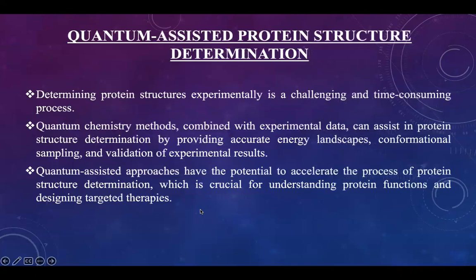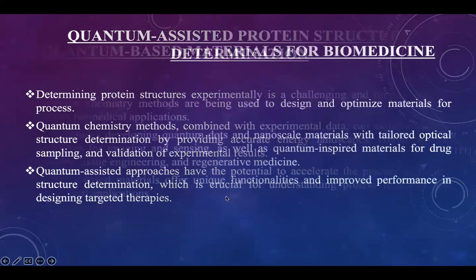Quantum assisted protein structure determination. Determining protein structure experimentally is a challenging and time consuming process. Quantum chemistry methods combined with experimental data can assist in protein structure determination by providing accurate energy landscapes in conformational sampling and validation of experimental results. Quantum assisted approaches have the potential to accelerate the process of protein structure determination, which is crucial for understanding protein functions and designing targeted therapies.